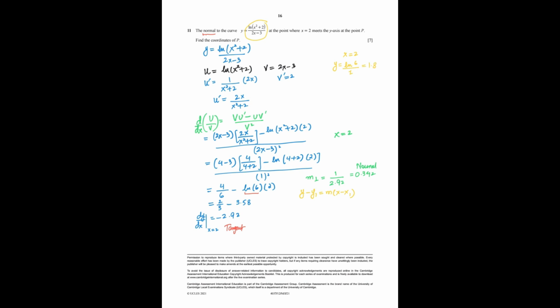Now I'm going to place the value here. So that will be equal to y minus y1, which is 1.8, equals gradient 0.342 times (x minus the value of x1, which is 2). We need to simplify the equation here. So that is your equation of normal here. Alright, that is your equation of normal.